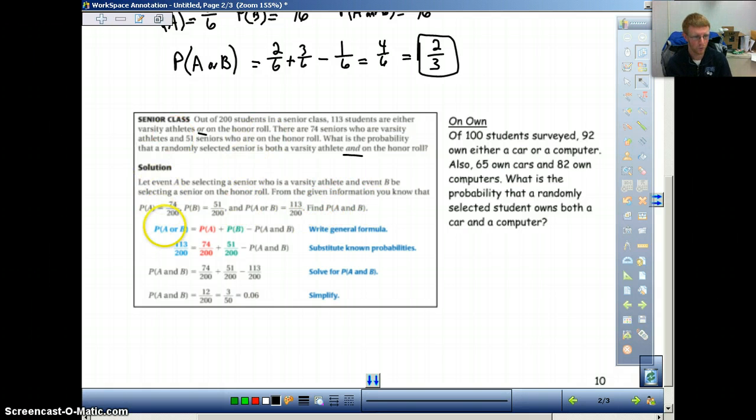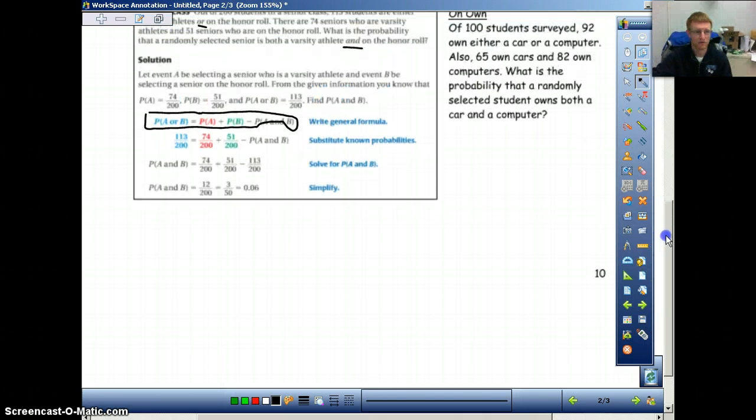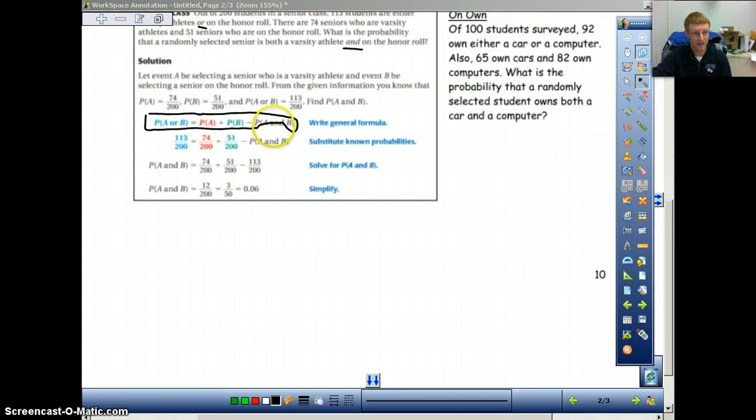Well, we use the formula that we used before, the same one that we've been using pretty much this entire section. And now we just plug in what we have. Instead of plugging in the A and B, which is what we don't have, we plug it in over here because we have the or. So the 113 over 200 goes here. The 74 over 200, same spot. 51 over 200, same spot.